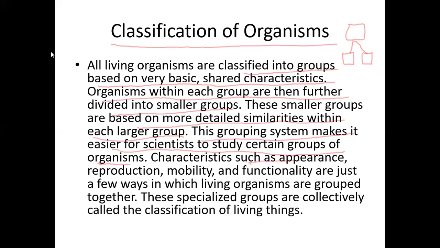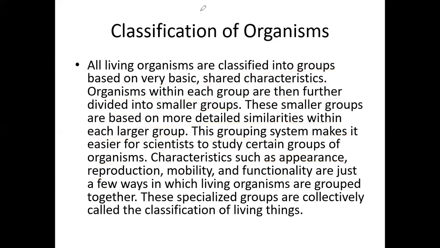They were appearance, mainly appearance, reproduction, mobility, and functionality. It means how they look, how they reproduce, how they move, and how their bodies are functioning. So all these characteristics were the base of classification of organisms. In this way, the organisms were classified into groups and subgroups.